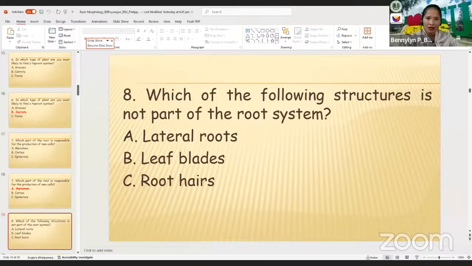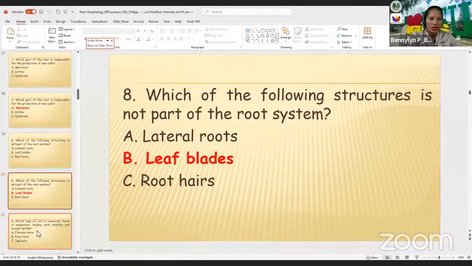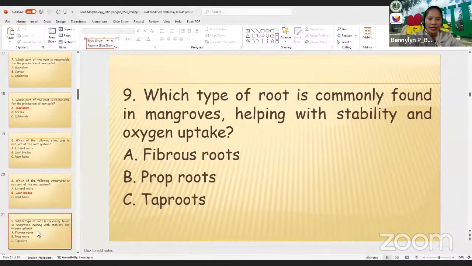Any guess so far? B. Okay, mostly B. Letter B, indeed, it is leaf blades because the lateral roots and the root hairs are part of the root system. For number 9, which type of root is commonly found in mangroves, helping with stability and oxygen uptake? Is it A, fibrous roots, B, prop roots, C, tap roots?